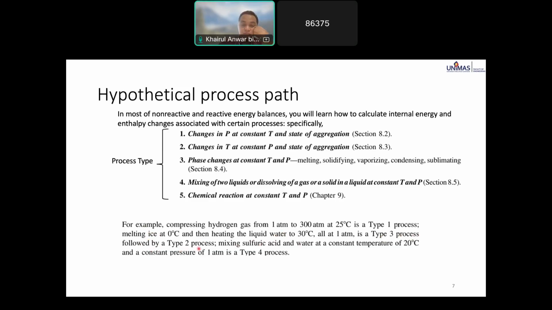Followed by type 2, which is the mixing sulfuric acid and water at constant temperature of 2 degrees C and the constant pressure of 1 atm is type 4. Salah tu. Ya, constant temperature. Patutnya changes in temperature, constant pressure. Type 2 process, you see.